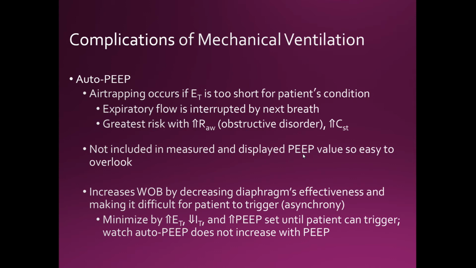It increases work of breathing by decreasing the diaphragm's effectiveness and making it difficult for the patient to trigger. So when you have increased work of breathing, that's going to cause some asynchrony, which can also cause some auto PEEP. So you want to minimize the work of breathing by increasing your expiratory time, decreasing I time, and increasing PEEP set until the patient can trigger. Watch that auto PEEP does not increase with PEEP.